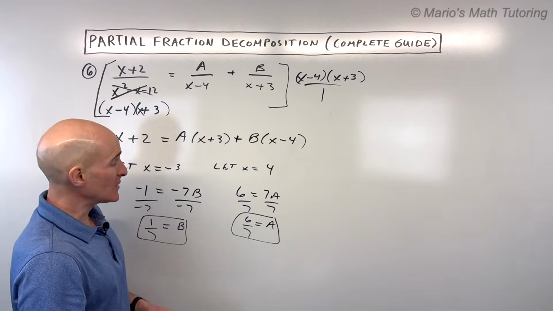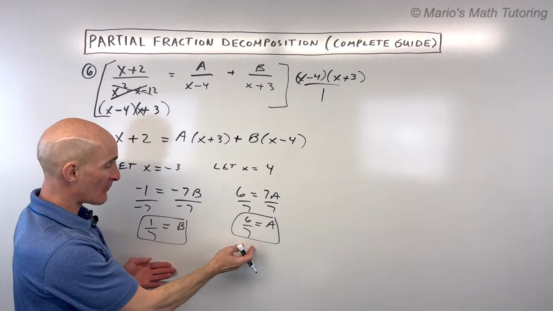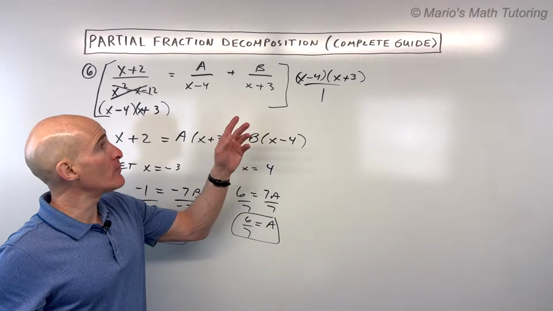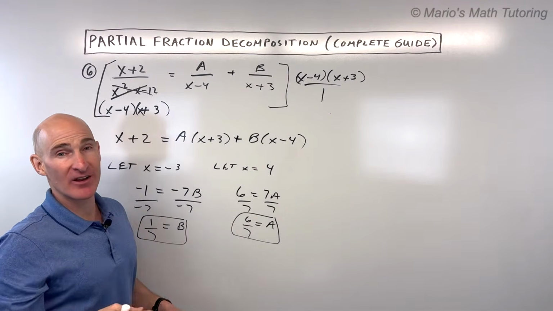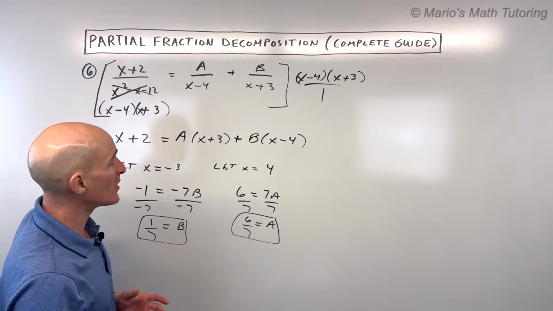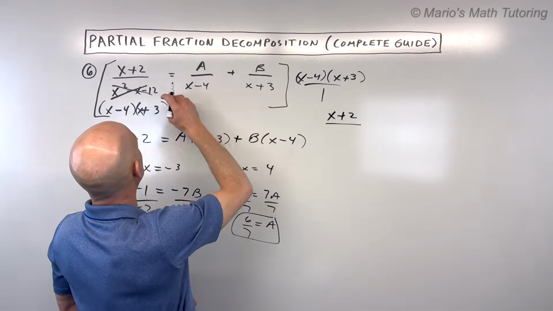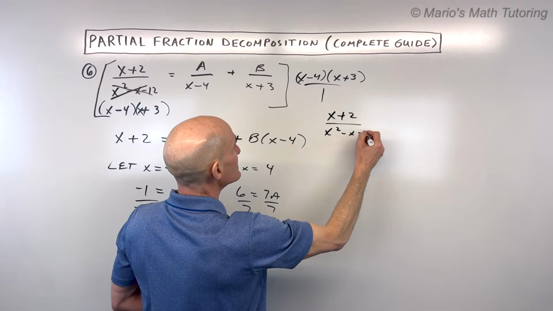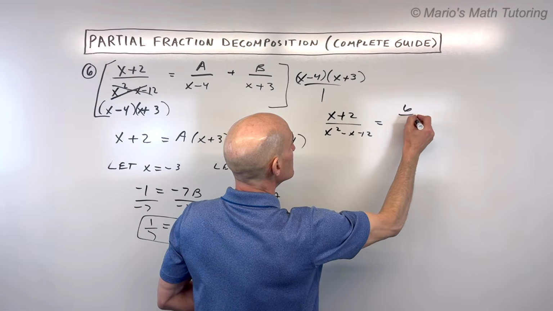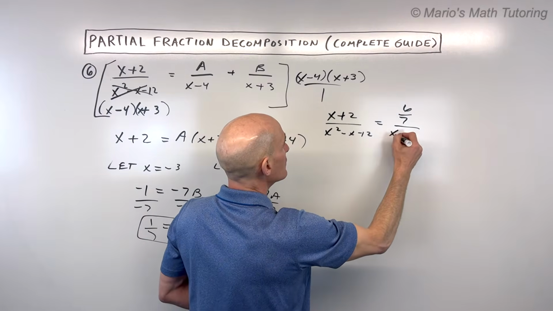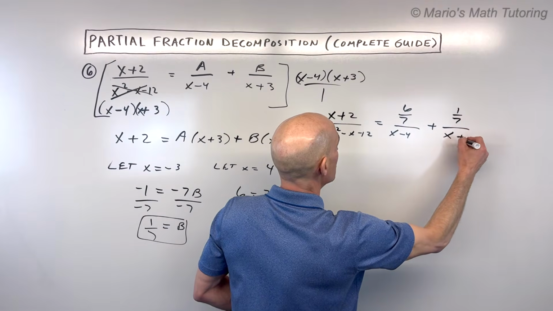Okay, now all we have to do is put these values back in for a and b. Sometimes students mistakenly just stop right here and say, okay, I'm done. The reason you want to put them back in is because your classmate might have made this a and this b, or they might have called them c and d or something like that. So you want to rewrite it, and I like to write the entire equation. So (x + 2)/(x² - x - 12) is equal to a, which is 6/7, over x - 4, plus b, which is 1/7, over x + 3.